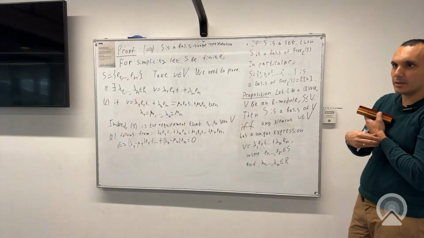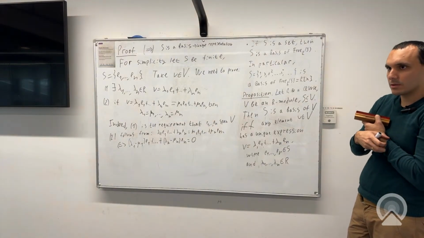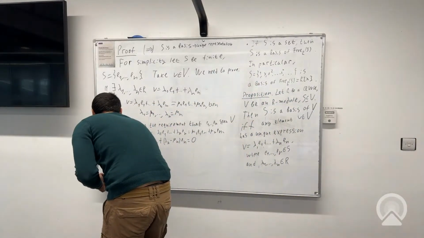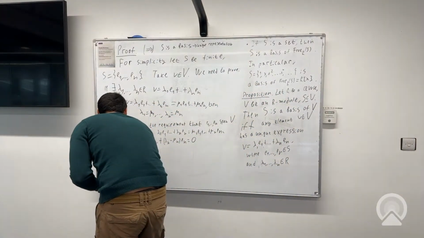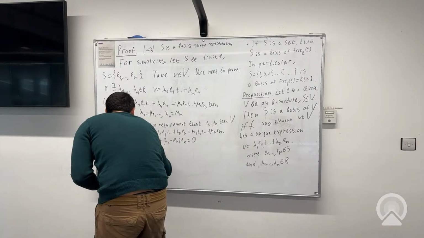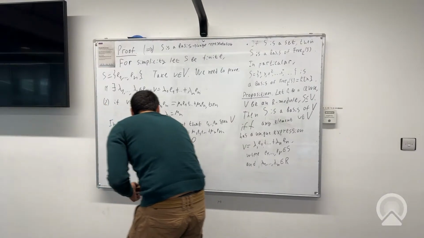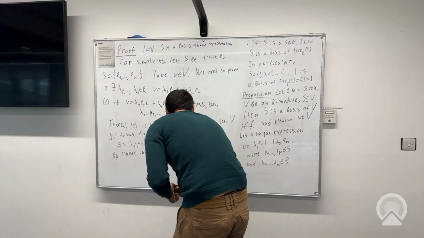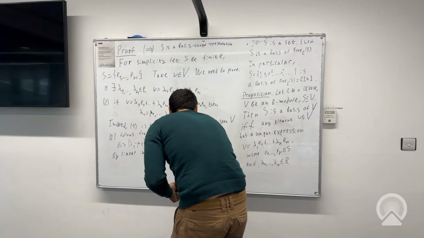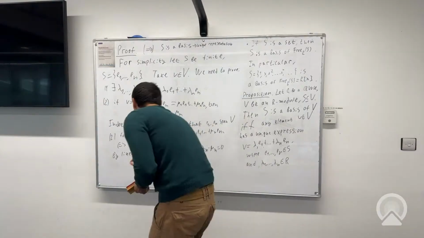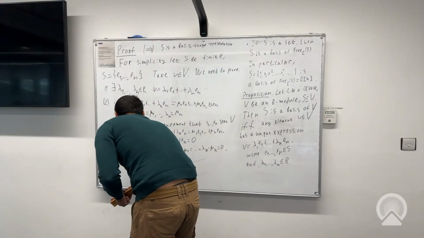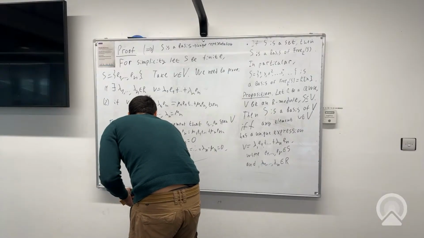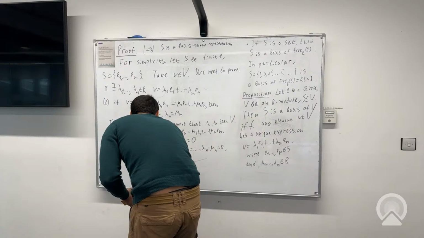But what does linear independence tell us? By linear independence, we have that lambda 1 minus mu1 equals 0 and so on, lambda n minus mu n equals 0, which is what we want. I.e. lambda 1 equals mu1 and lambda n equals mu n.